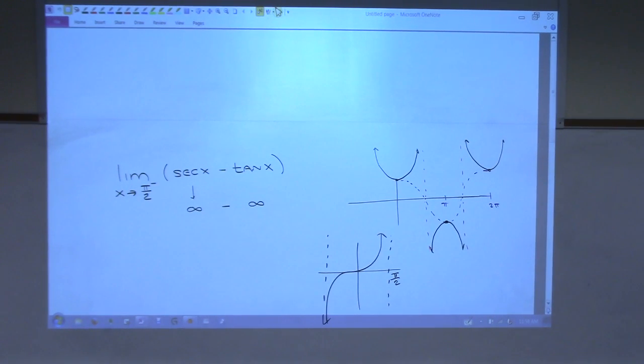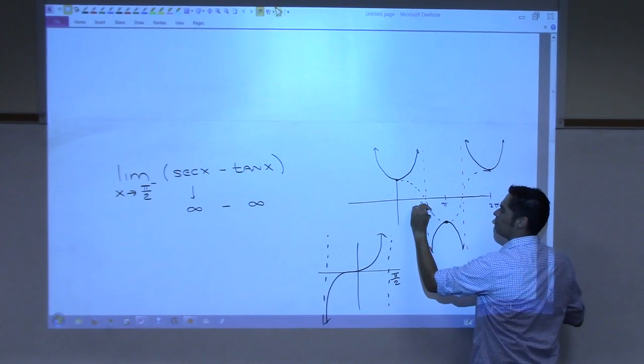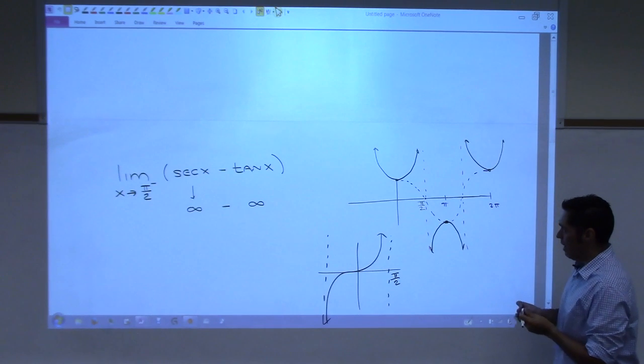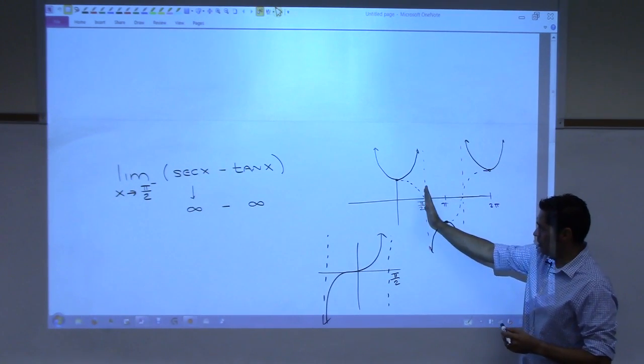What was pi over 2 on the first graph? Pi over 2 is right here. Because look, this is pi, pi over 2, 3 pi over 2.